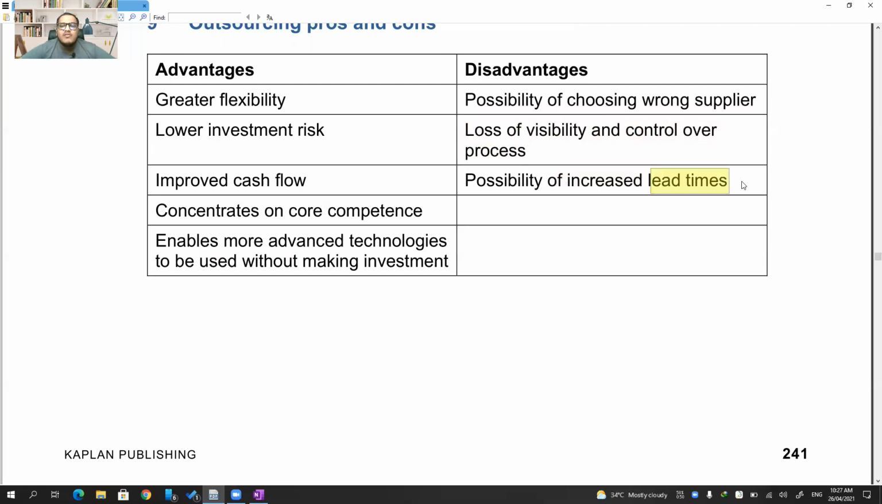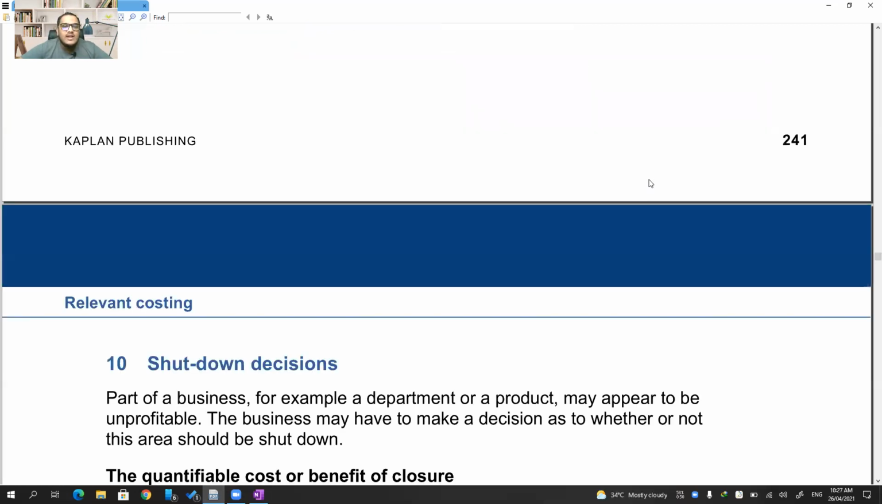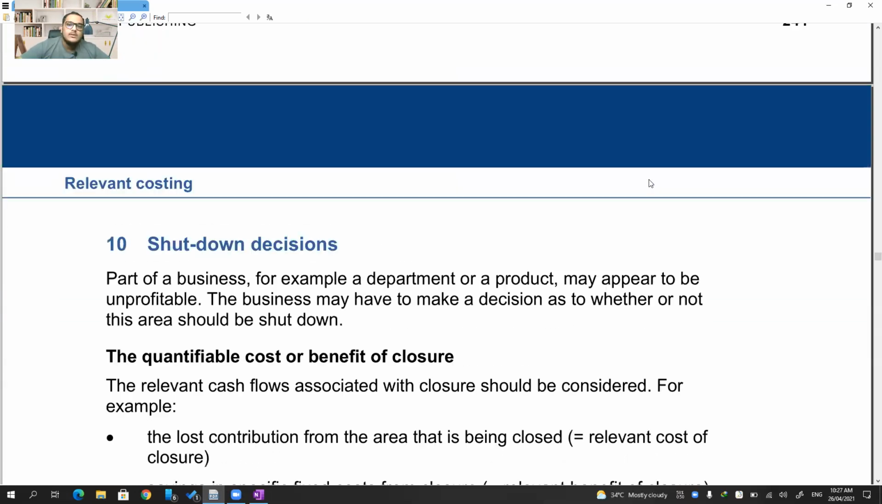Sir, what is lead time? Buffer time. If you're producing in house, you can finish it in 2 days, but if you're acquiring from outside, they'll say that, sir, first you order, then we'll produce in 2 days, we'll deliver in another 2 days, so it's going to take 5 days. So additional buffer time will be there, lead time will increase. Is this clear?